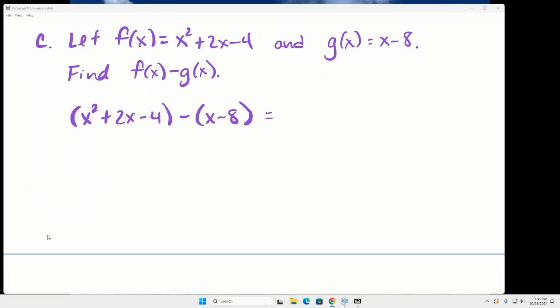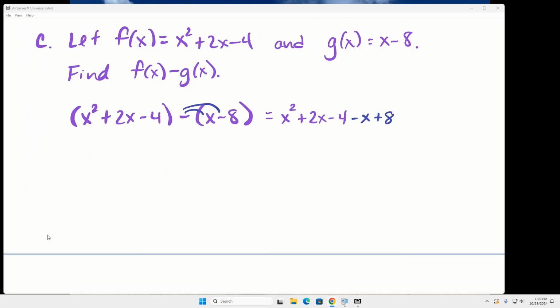And anytime you have either a number in front of the parentheses that you would need to distribute or a negative in front of the parentheses, it matters. This first set doesn't matter, so we can just drop it off because there's nothing being multiplied by it. There's no negative in front. But the second set, you have to distribute that negative. So we're subtracting both x and we're subtracting negative 8. And when you subtract a negative, it's the same as adding.